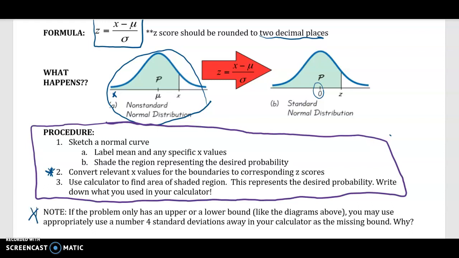Now, if the problem has only an upper or a lower bound, like the diagrams that we see right here, we say that it's unbounded on the left-hand side here. You want to use a number that is approximately 4 standard deviations in your calculator as the missing bound. Why does that work? Well, we know from our empirical rule that 99.7% of our data falls within 3 standard deviations of the mean. So if you're just going 4 standard deviations out, you're probably good. Rather than calculating what's exactly 4 standard deviations out, a lot of times you can just pick a really, really low number for your lowest bound or a really, really high number for your upper bound. Just be mindful that it should be at least 4 standard deviations out.